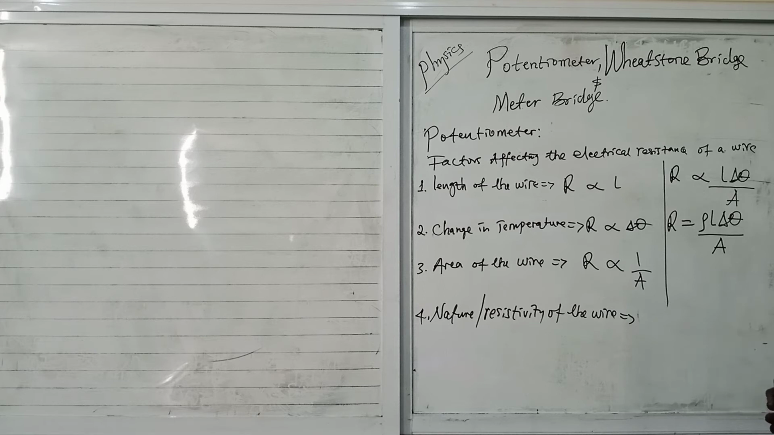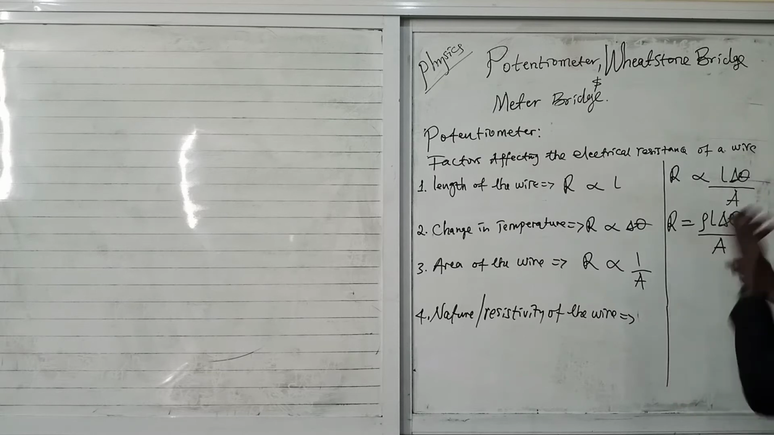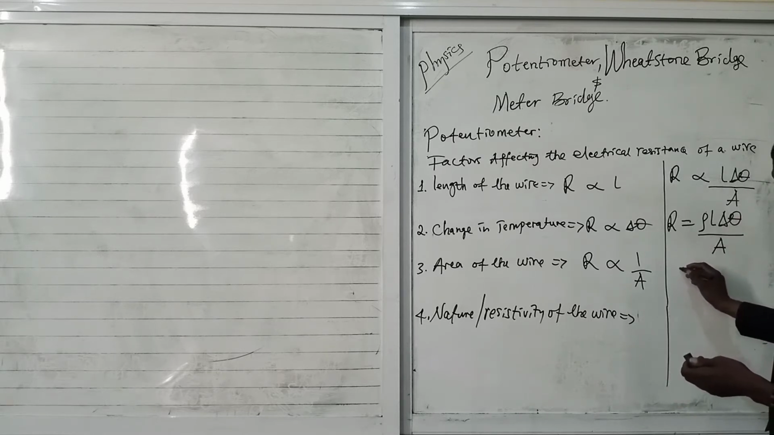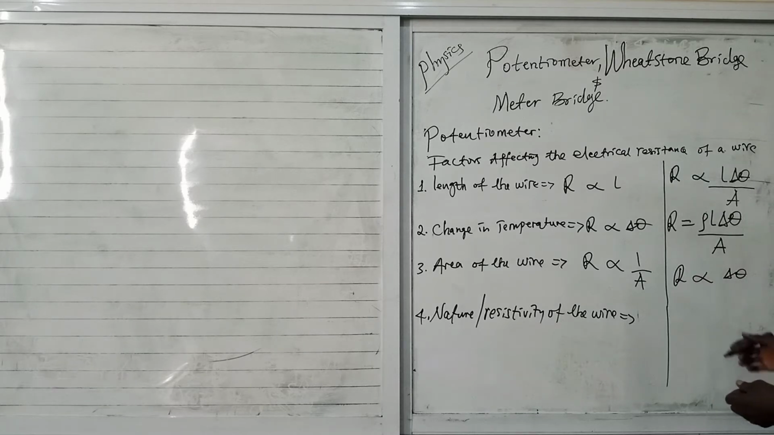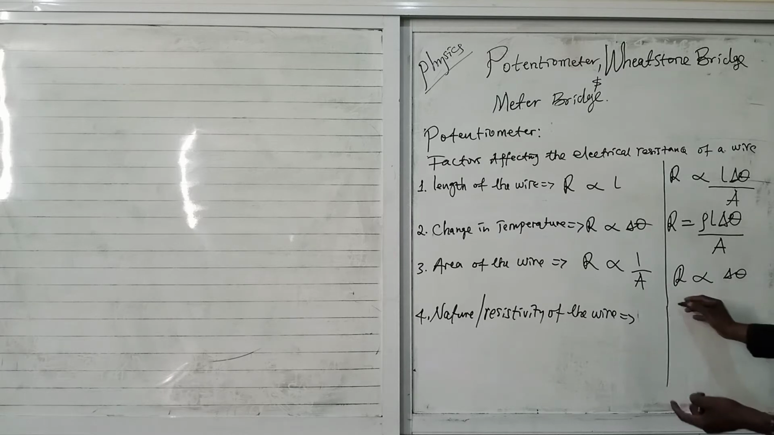Very simple. It means that this guy is a constant called resistivity or nature of the wire. While this is the length, it means that increase in the length of the wire will cause the resistance to increase. And increase in temperature of the wire will also cause the resistance to increase. Now mind you, this only happens in conductors. If you are treating basic electronics, that is semiconductors. For conductors, the resistance of the wire is directly proportional to change in temperature. But then, for semiconductors, the resistance of the wire is inversely proportional to change.